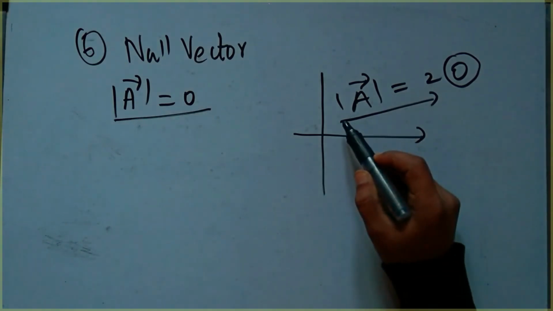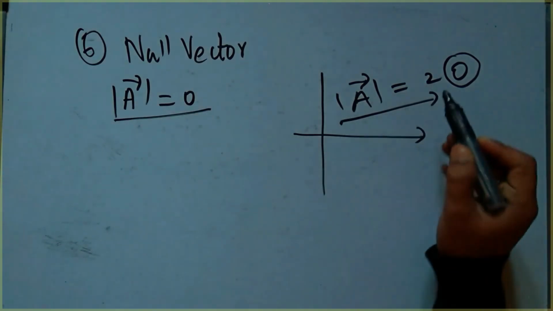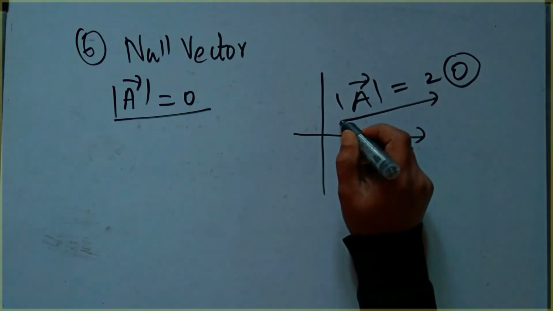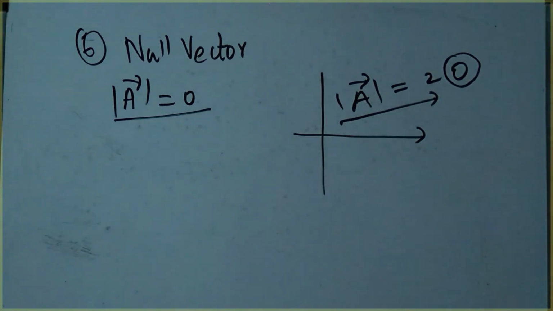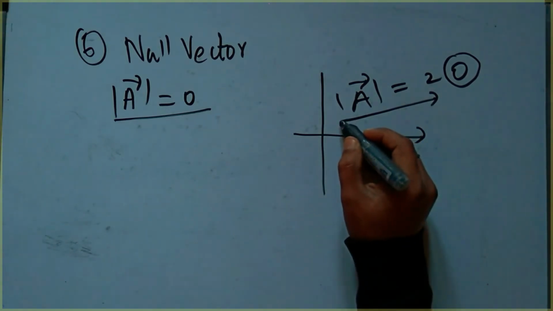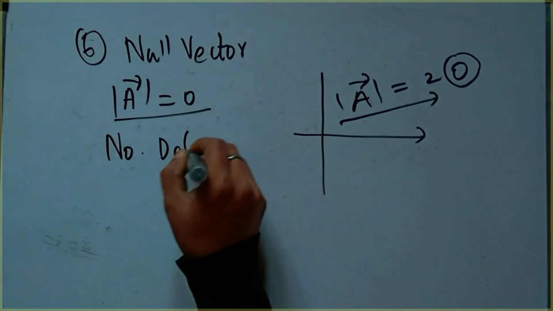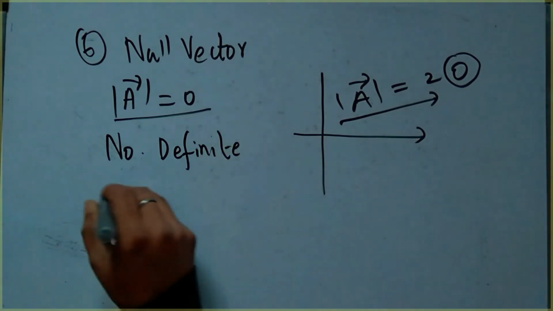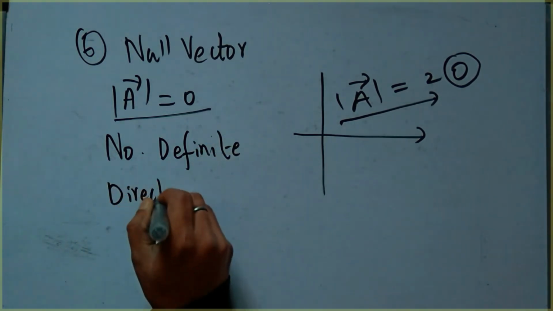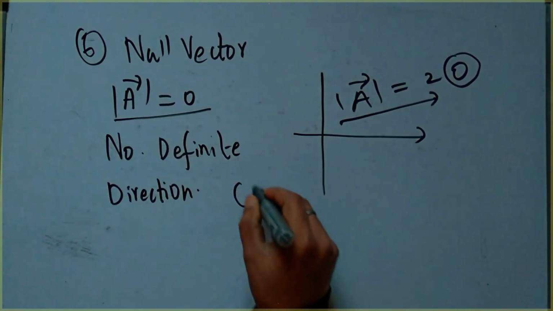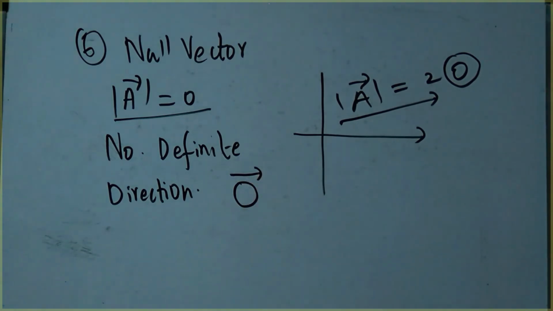Now if the magnitude is 0, the starting point and the ending point, that is tail and head, coincide at the same point because the magnitude is 0. If the magnitude is 0 and it is represented by a point, therefore it has no definite direction. It is represented as a capital letter O with an arrow over its head.